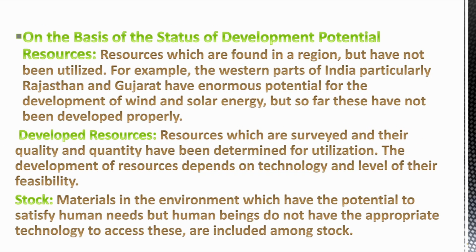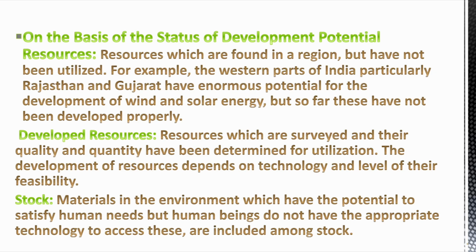On the basis of the status of development: potential resources. Resources which are found in a region but have not been utilized. For example, the western parts of India, particularly Rajasthan and Gujarat, have enormous potential for the development of wind and solar energy, but so far these have not been developed properly. Developed resources.